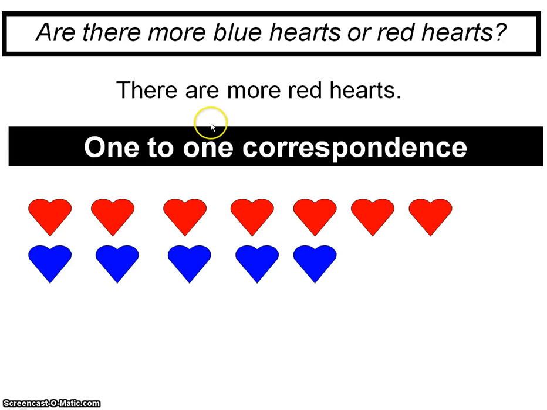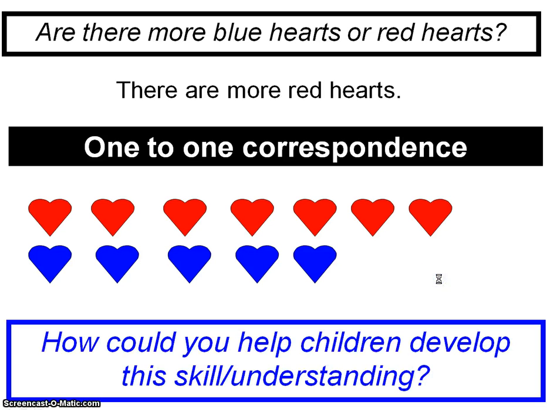When it was just a clump of red, a clump of blue, it was hard to see how many more or how many fewer. But lined up like this, you can see. One-to-one correspondence is an important math skill. I'd like you to think a little bit about how you could help children develop this skill or understanding. As you read your chapter about early childhood, you'll be given some additional ideas.